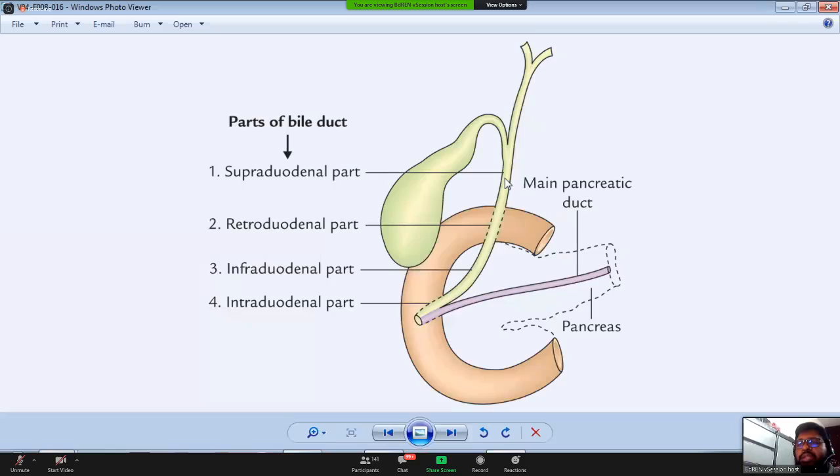And these parts are actually related to some structures, for example the retroduodenal part. Other parts you can understand: it commences from the porta hepatis, comes out and joins the cystic duct, forming the common bile duct. But in the case of the retroduodenal part, it descends behind the first part of the duodenum, which is obvious from the name, with the gastroduodenal artery on its left and the inferior vena cava on its posterior aspect. So, very important thing: the inferior vena cava is very close to these.